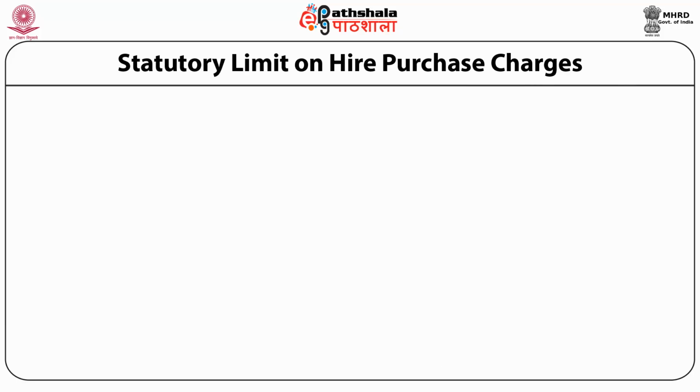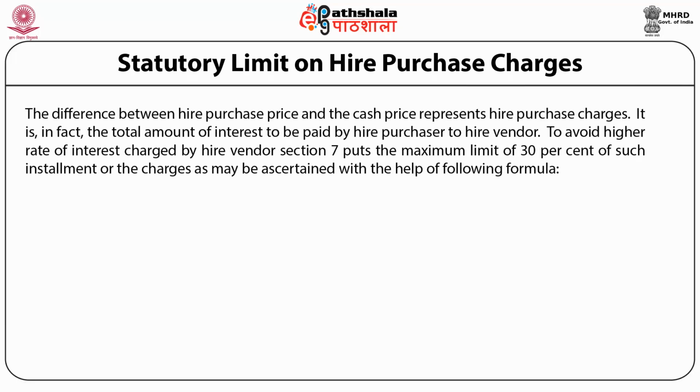Now, statutory limit on hire purchase charges. The difference between hire purchase price and the cash price represents hire purchase charges. It is in fact the total amount of interest to be paid by the hire purchaser to the hire vendor. To avoid a higher rate of interest charged by the hire vendor, Section 7 puts the maximum limit of 30% of such installment or the charges as may be ascertained with the help of the following formula.